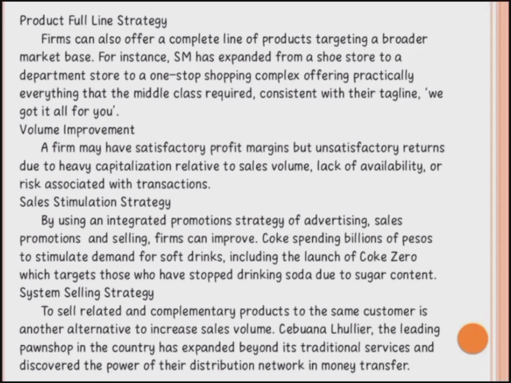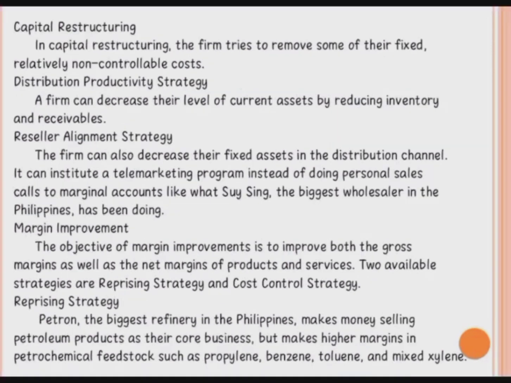System selling strategy. To sell related and complementary products to the same customer is another alternative to increase sales volume. Cebuana Lhuillier, the leading pawn shop in the country, has expanded beyond its traditional services and discovered the power of their distribution network in money transfer.